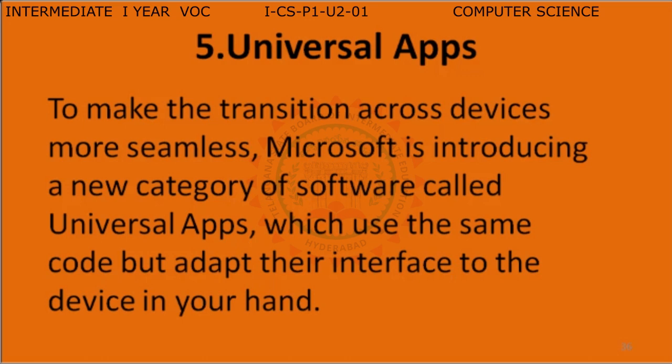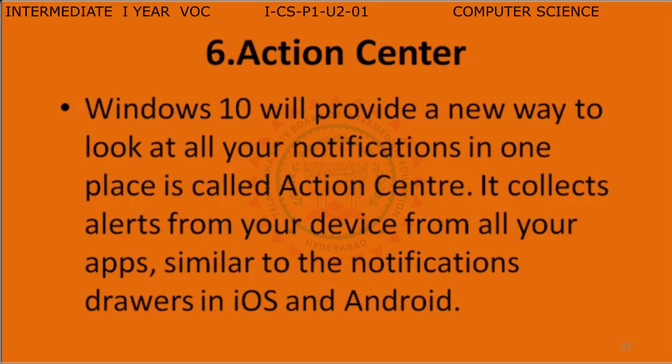Universal apps. To make the transition across devices more seamless, Microsoft is introducing a new category of software called universal apps, which uses the same code but adapt their interface to the device in your hand. Action Center. Windows 10 will provide a new way to look at all your notifications in one place is called Action Center. It collects alerts from your device from all your apps similar to the notifications drawers in iOS and Android.